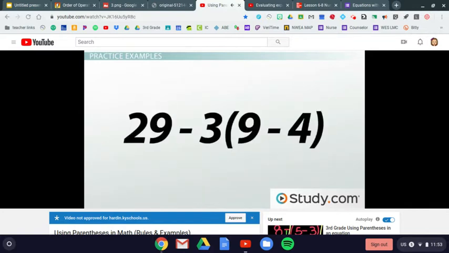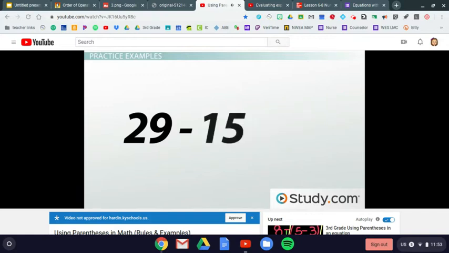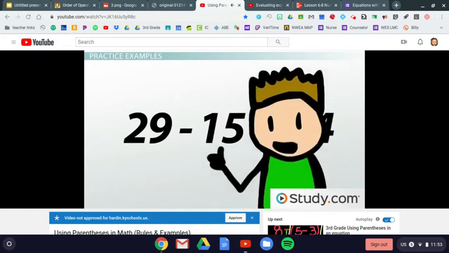29 minus 3 times the quantity of 9 minus 4. Again, evaluate the numbers inside the parentheses first. 29 minus 3, open parenthesis, 5, close parenthesis. There are no exponents. Multiplication comes next in our order of operations. 29 minus 15. Simply subtract to get 14. You can see that it's not so bad if you just take it one step at a time.